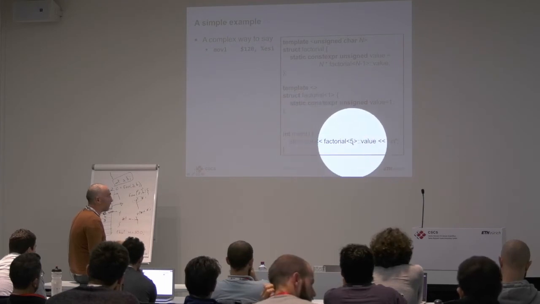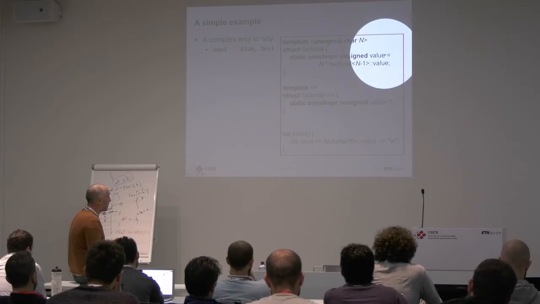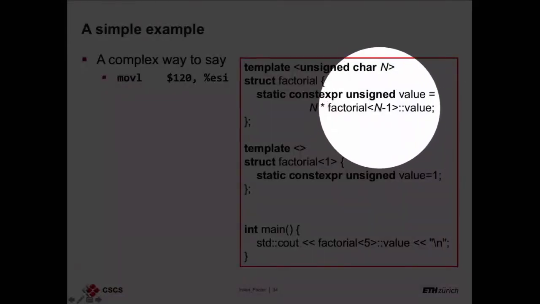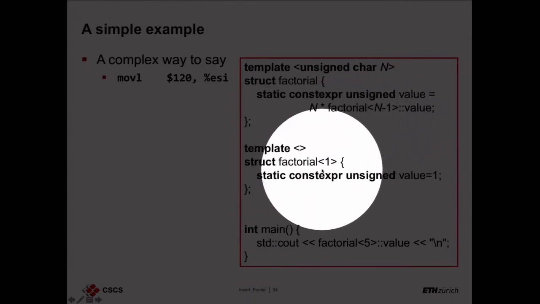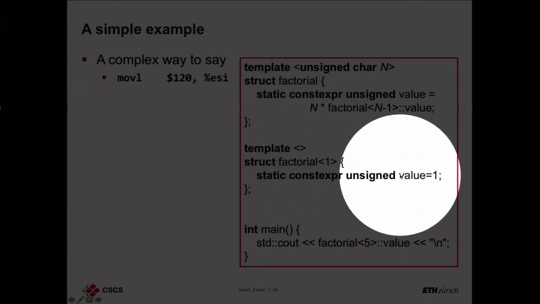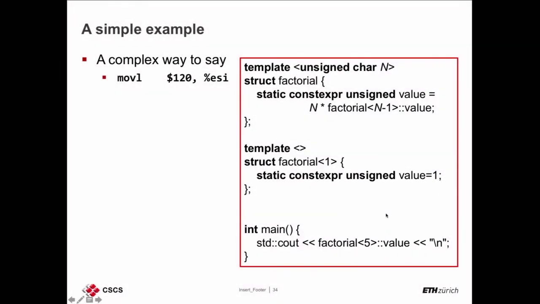So here's factorial 5, colon colon value. So you go to this value here, which is equal to n times factorial n minus 1. So this goes into 4, 3, 2, 1. And here we have factorial of 1. It's kind of the base of the recursion, right? You go here, you don't call factorial anymore, it's just 1. And then you have 5 times 4 times 3 times 2 times 1. And then you get 120.